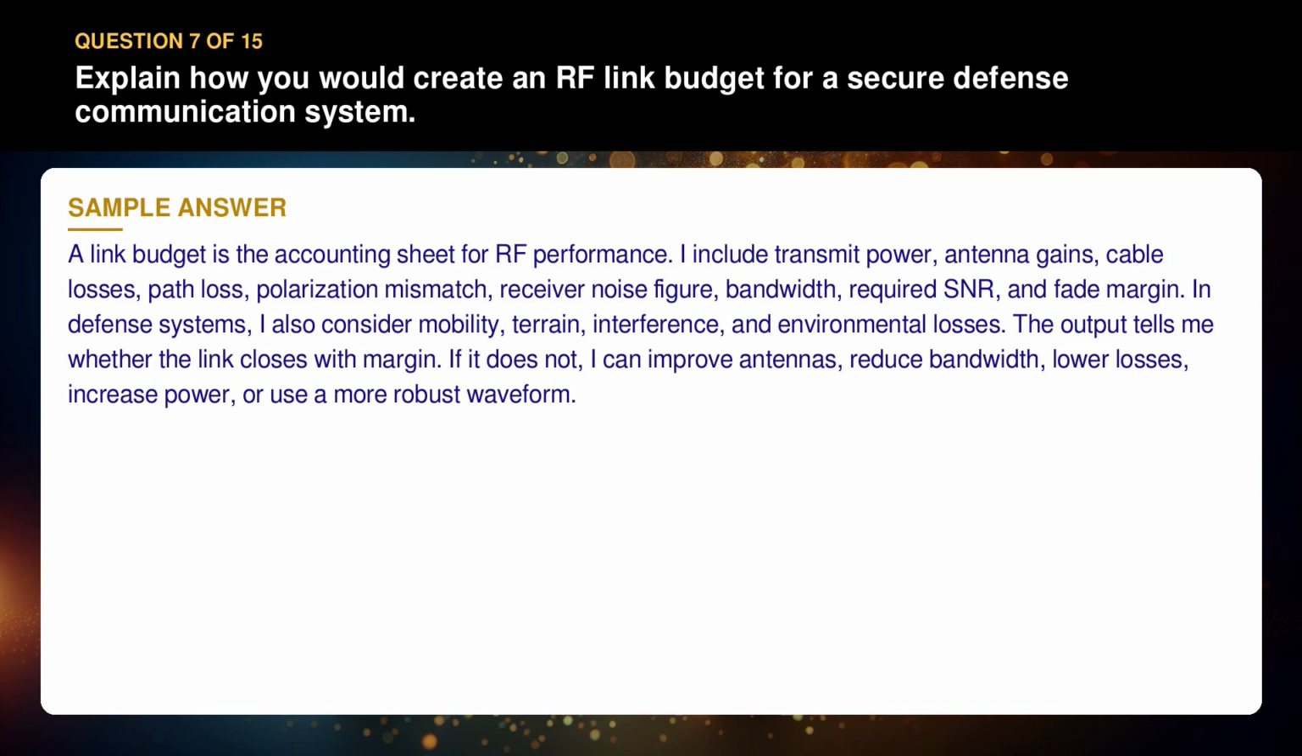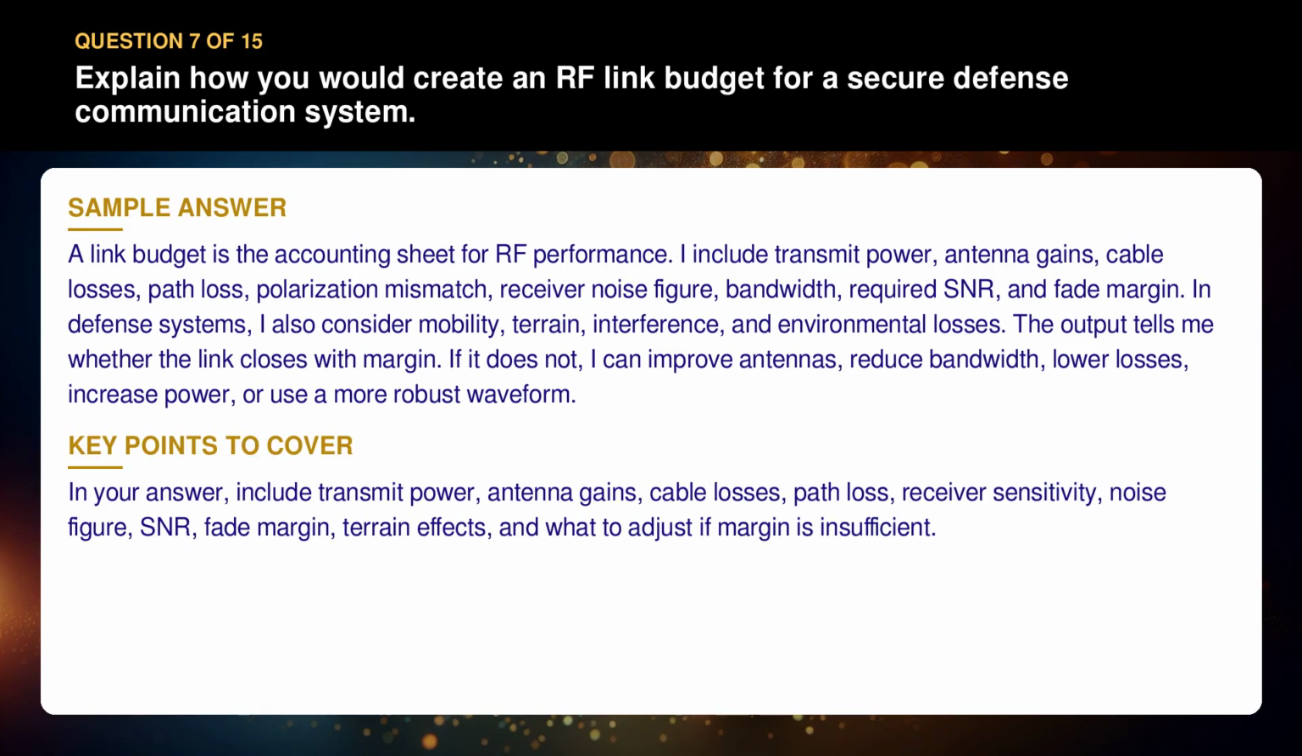The output tells me whether the link closes with margin. If it does not, I can improve antennas, reduce bandwidth, lower losses, increase power, or use a more robust waveform. In your answer, include transmit power, antenna gains, cable losses, path loss, receiver sensitivity, noise figure, SNR, fade margin, terrain effects, and what to adjust if margin is insufficient.